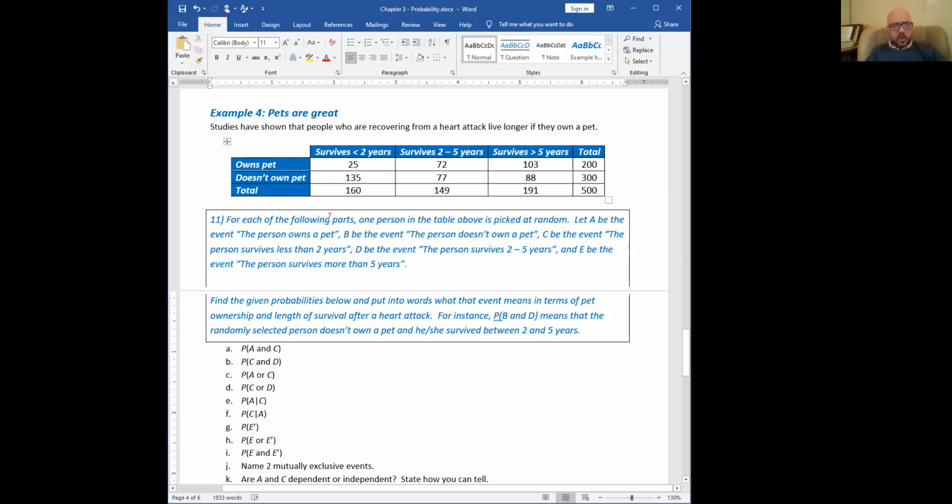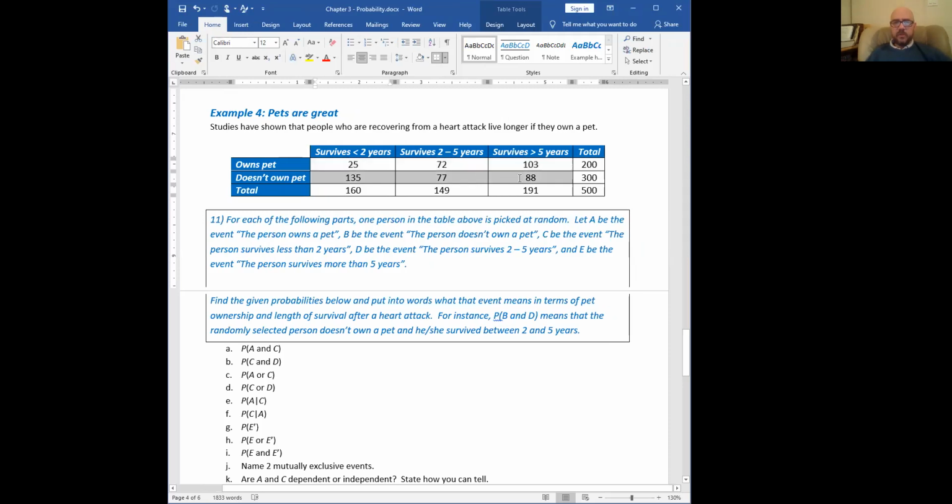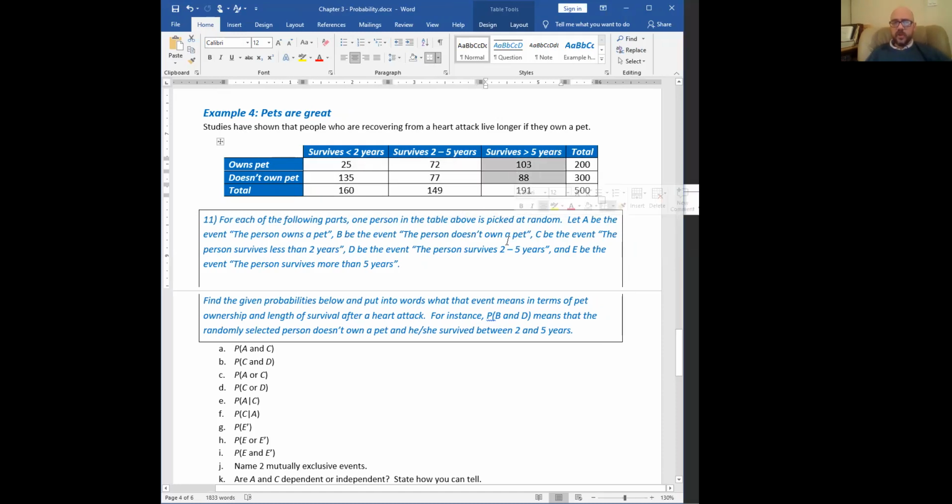And so we're going to call A they own a pet, B they don't, C they survive less than 2 years, D is 2 to 5, and E is more than 5 years. Right, so I've got 5 different events. The first event, or event A, is these outcomes. Event B is these. Event C is these. D is these, and E is these. Okay, that's really the way you want to think about that.